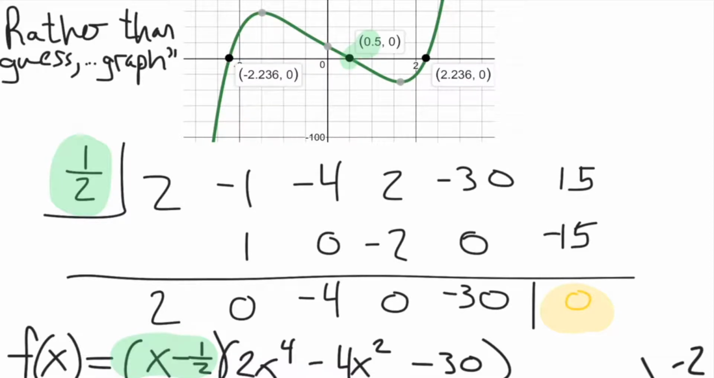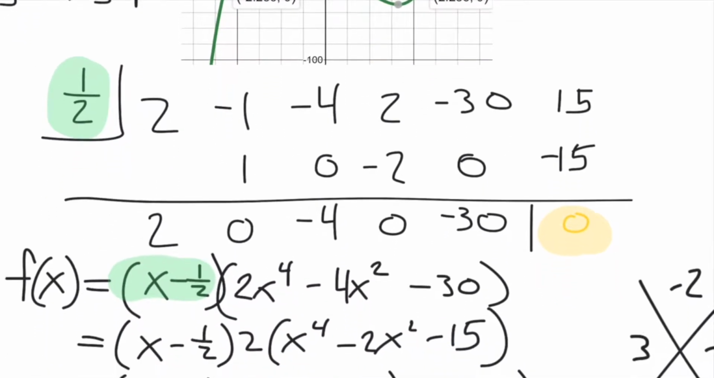So we'll graph. Anyway, these are all of the coefficients, 1, 2, 3, 4, 5, 6 of them. And so we bring down the 2, multiply by the 0.5, add, multiply by the 0.5, add, multiply by the 0.5, add, multiply by the 0.5, add, multiply by the 0.5, add, and there it is. 0 is the remainder. That means that we factored it correctly.